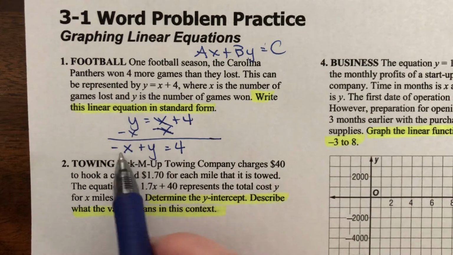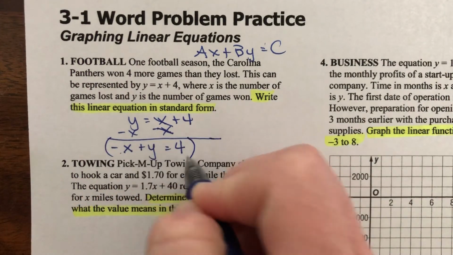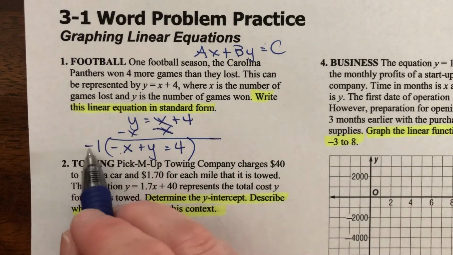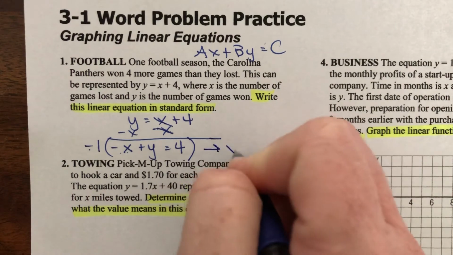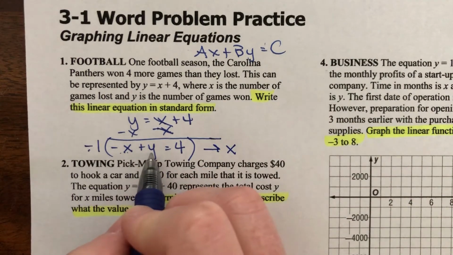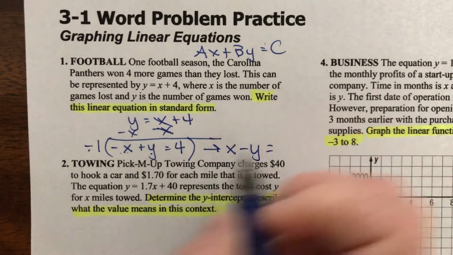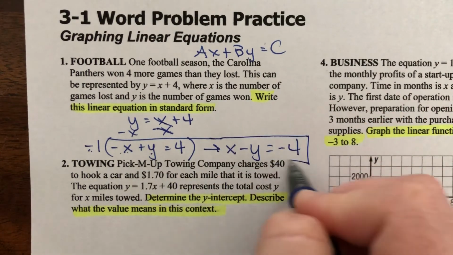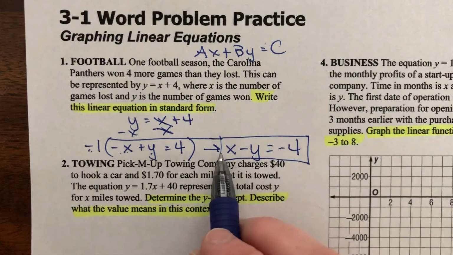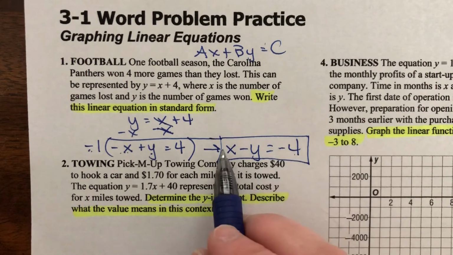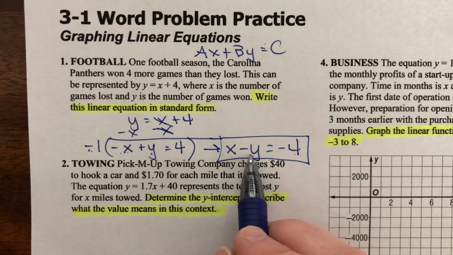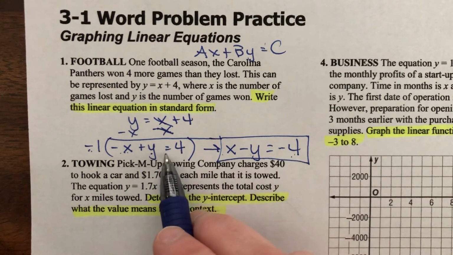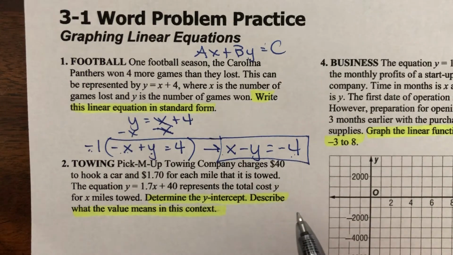So since this is negative, I need to multiply everything by -1 to change the sign. So -1 times -x is +x. -1 times +y is -y. And -1 times +4 is -4. This would be my equation in standard form, ax plus by equals c. A is 1, B is -1, and C is -4. It's the same thing as this. I just changed all the signs.